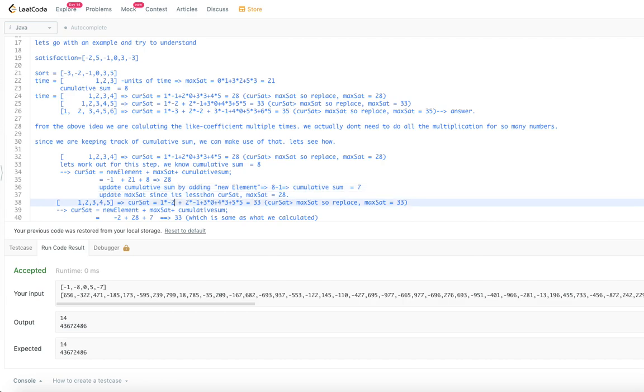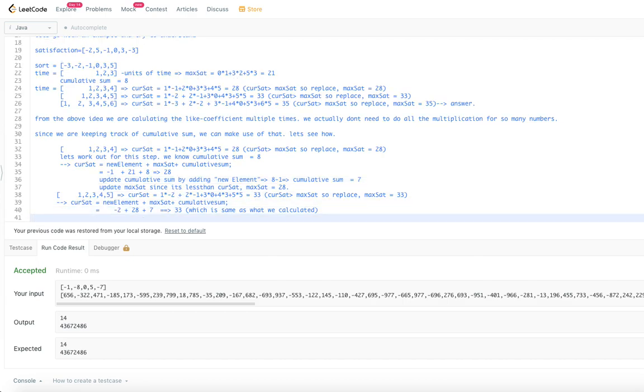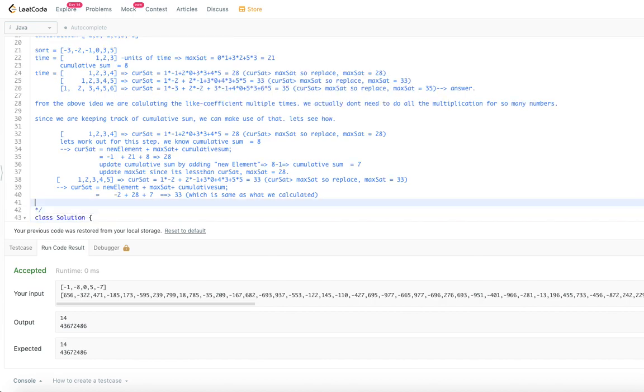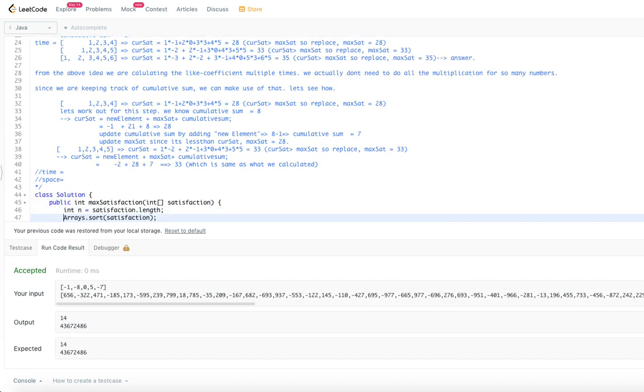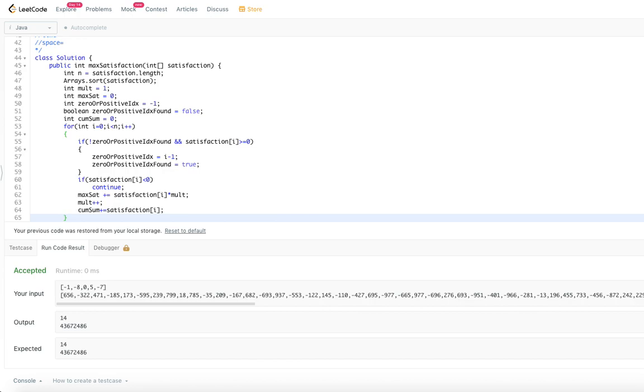So likewise, we will be using the dynamic programming technique to come up with lesser time complexity, right? Let's go ahead and try to look at the code, and we'll come back to the time and space complexity later. So let's go ahead and jump into the code.